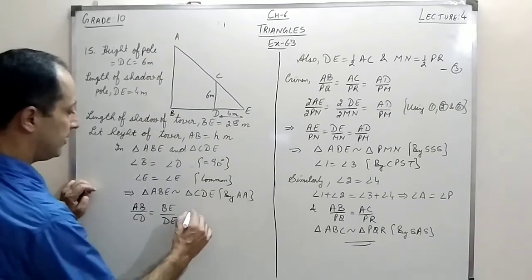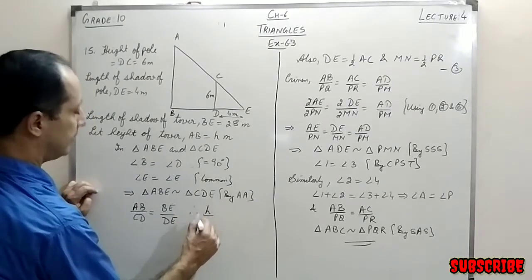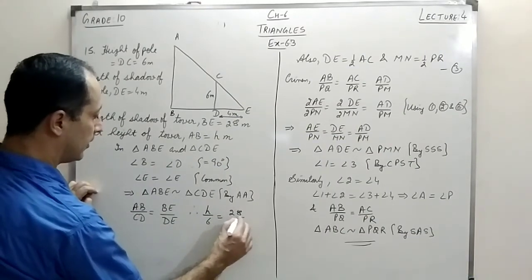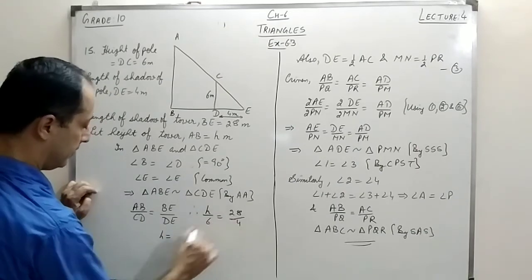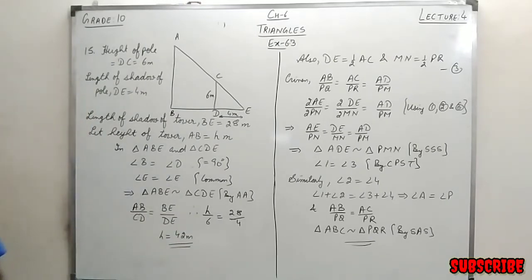Now we have the values. AB is H, so we write H upon CD is 6 equals to 28 by 4. So I get the value of H as 42 meters. Right, so this is how we can do these questions also.